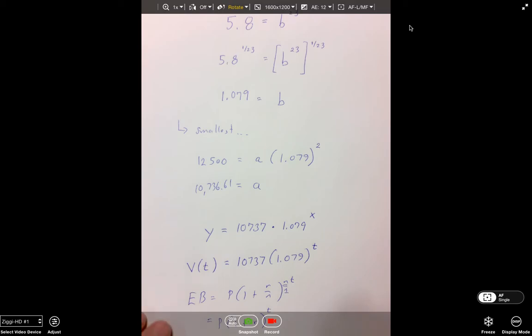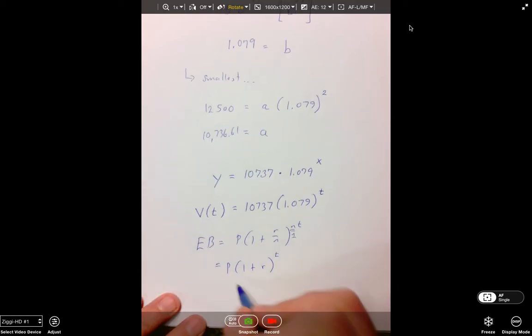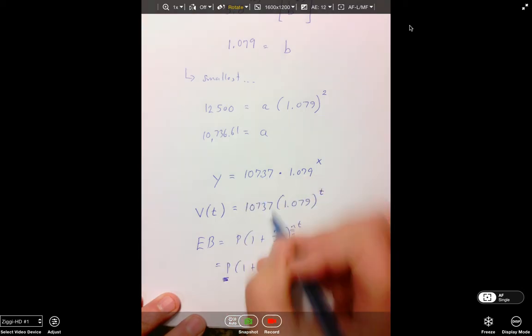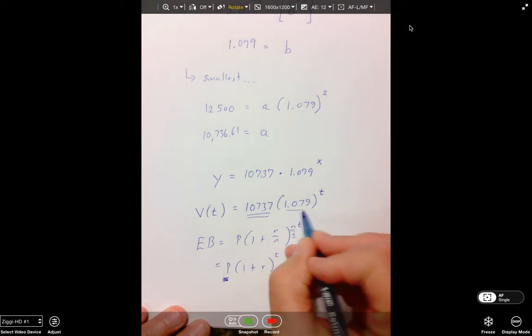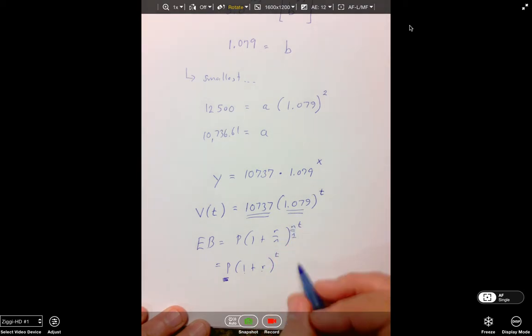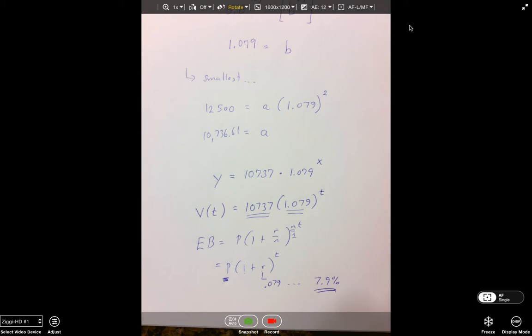So what can I determine from all this? I can determine P as my beginning balance. From this, I can see that the investment was $10,737. Since 1 plus r is in here, I know that my rate is 0.079. So that tells me that these people invested $10,737 and got 7.9% on their investment.